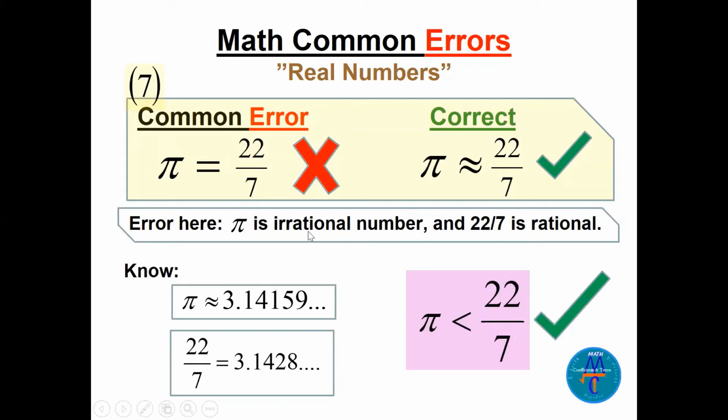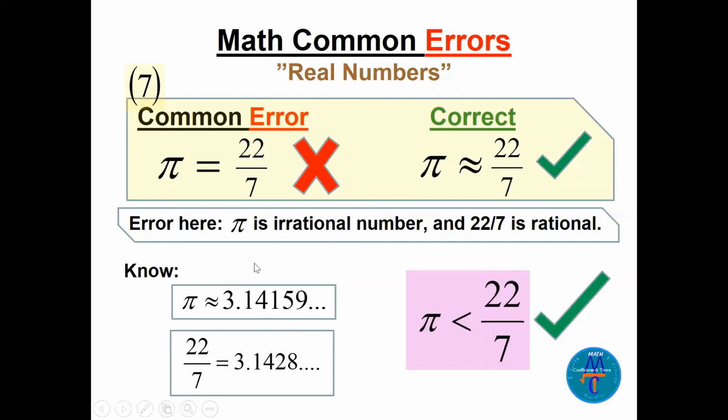Now, why is this wrong? I'll show you here why this is wrong. Pi is an irrational number. 22/7 is a rational number. And an irrational number cannot by all means be equal to a rational number. Now, if you want to see more about rational numbers, irrational numbers, and details, definitions, you can see another video of mine on rational and irrational numbers, on real numbers in general.